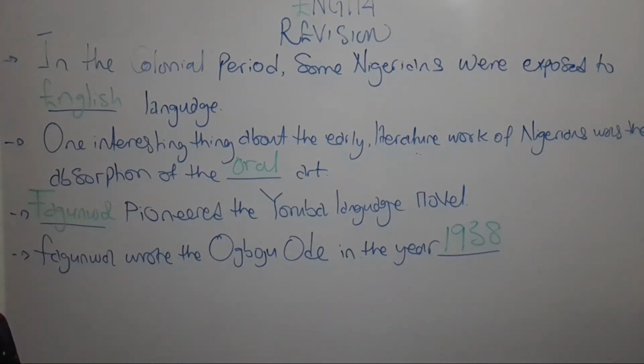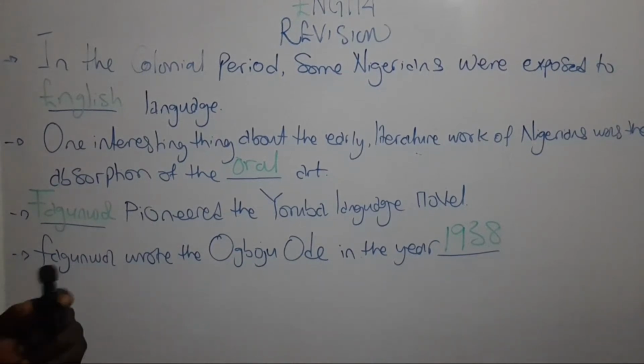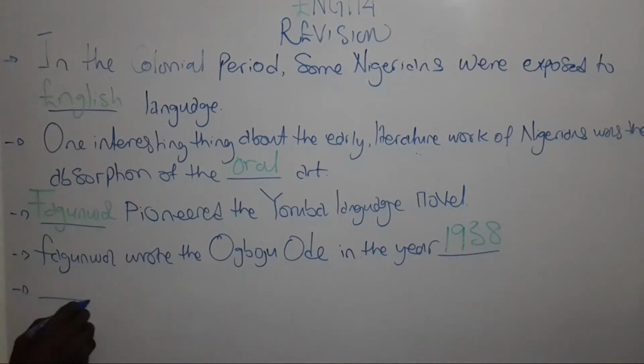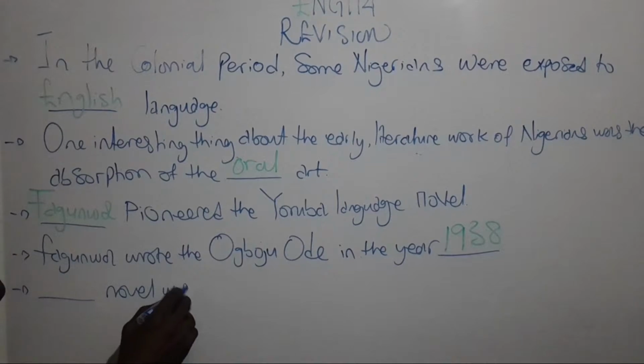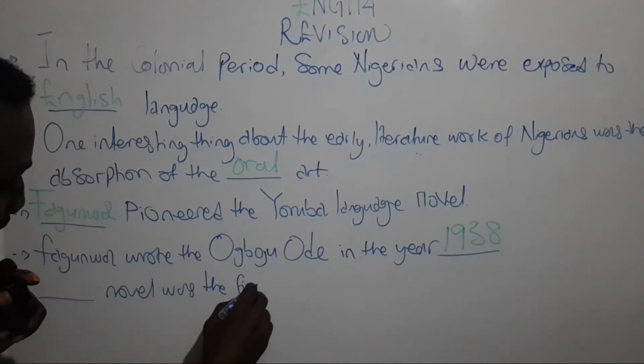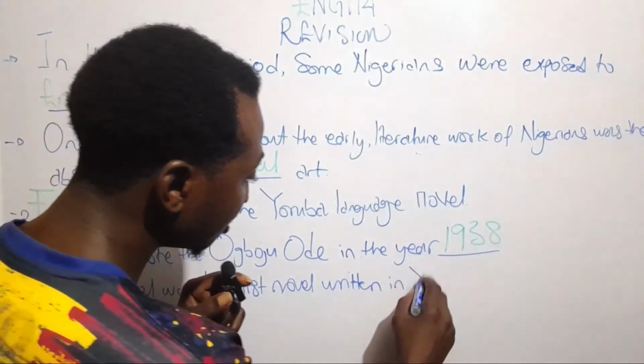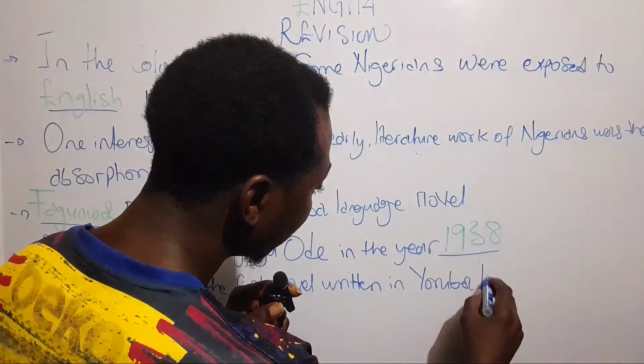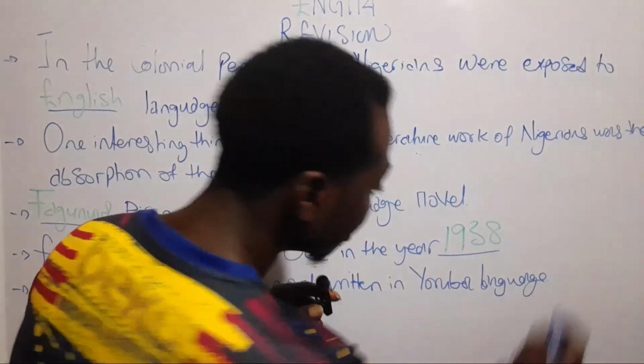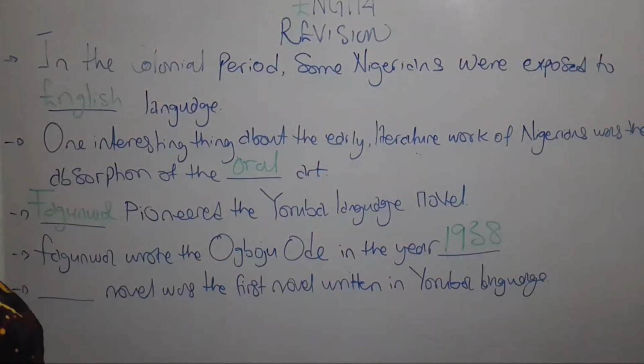Dash novel was the first novel written in Yoruba language.